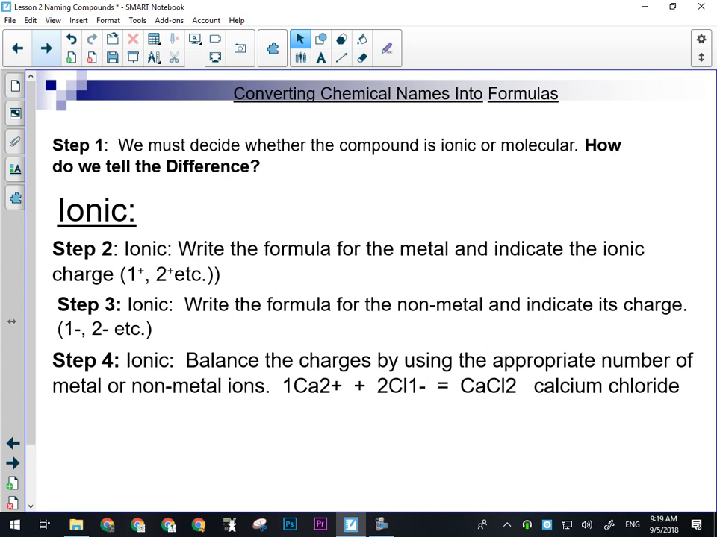Now going the other way, if I'm given the name and I have to write the formula, again, the rules are different for ionic versus molecular compounds. For ionic compounds, you have to do the drop and swap, which is pretty easy, right? You just take the numbers. There are only a couple of exceptions when the drop and swap happens that you have to fix. First, if you're given the name of a compound, you want to decide whether it's ionic or molecular. So let's say I got this name here.